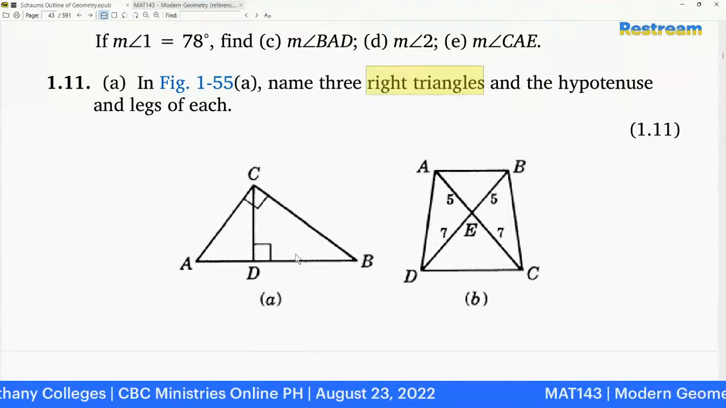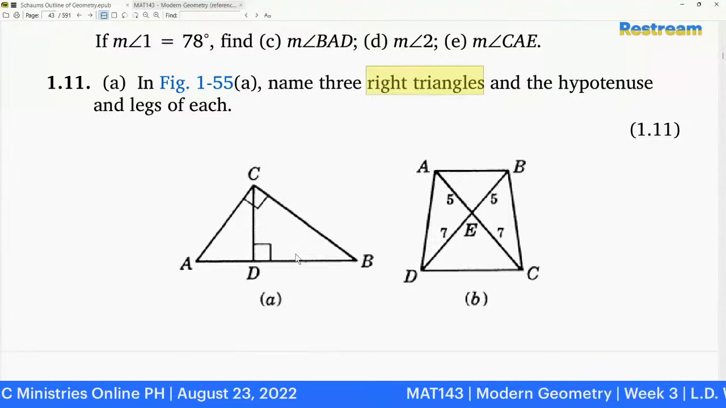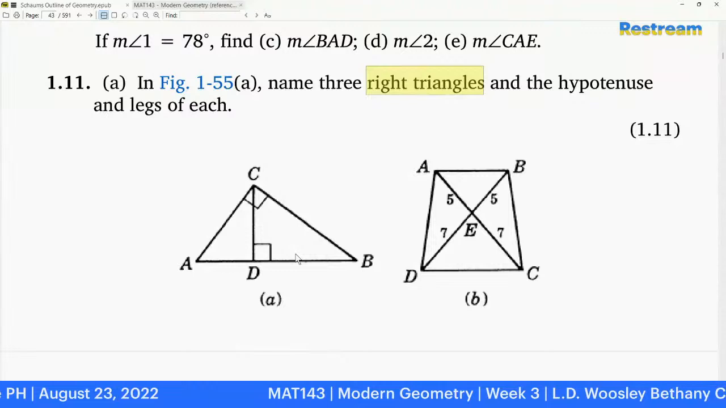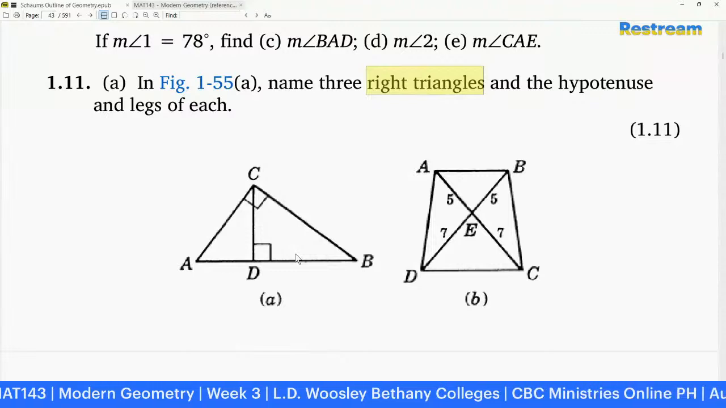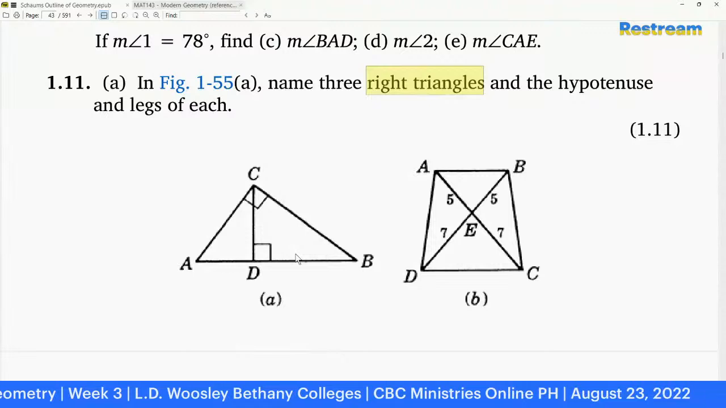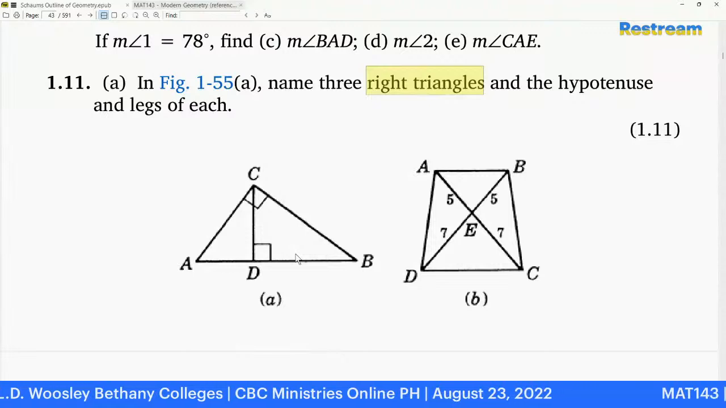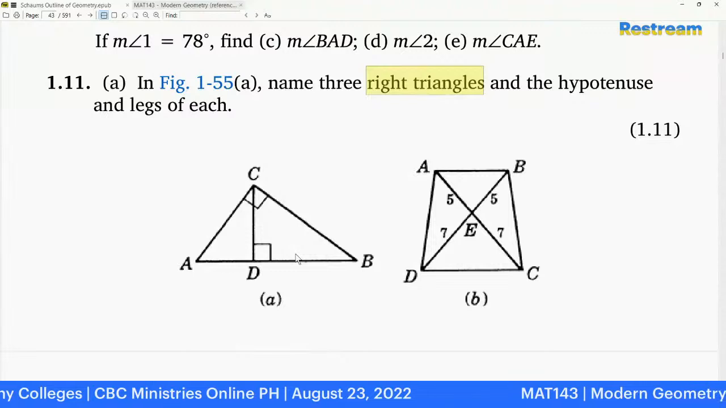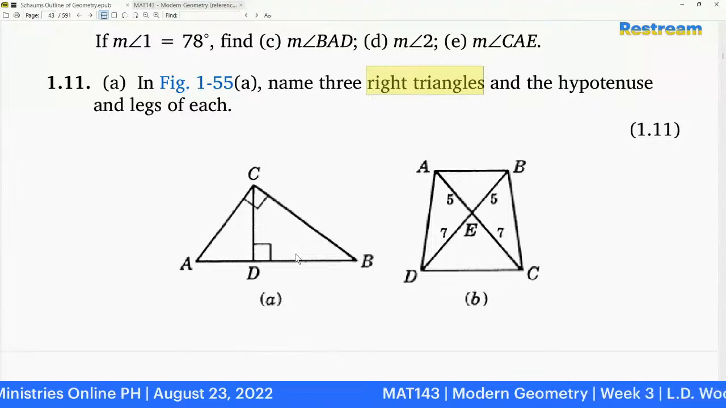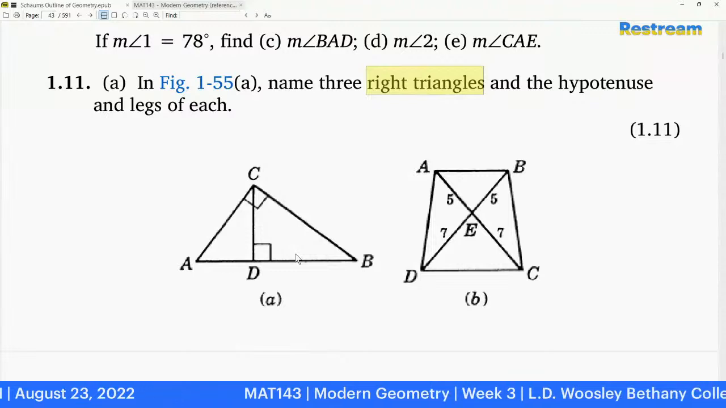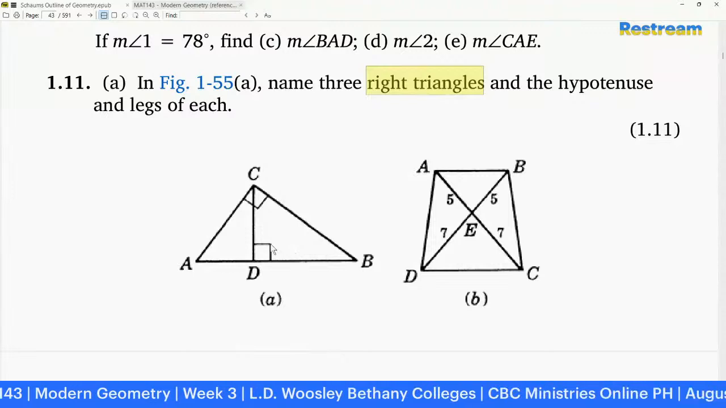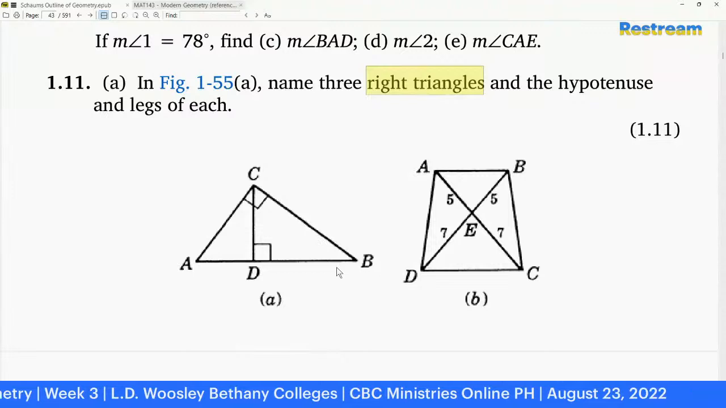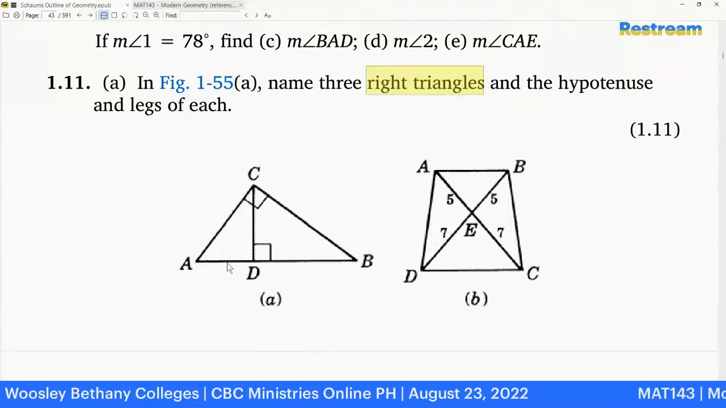Teka, how will you name a right triangle? Necessary ba na nasa gitna yung vertex na may right angle, or not necessary? Necessary po, sir. Necessary siguro na nasa gitna. Halimbawa, isang triangle na ABC, nasa gitna yung B, ABC. Opo. So, kung right triangle, so this is ACB, BDC, and ADC.